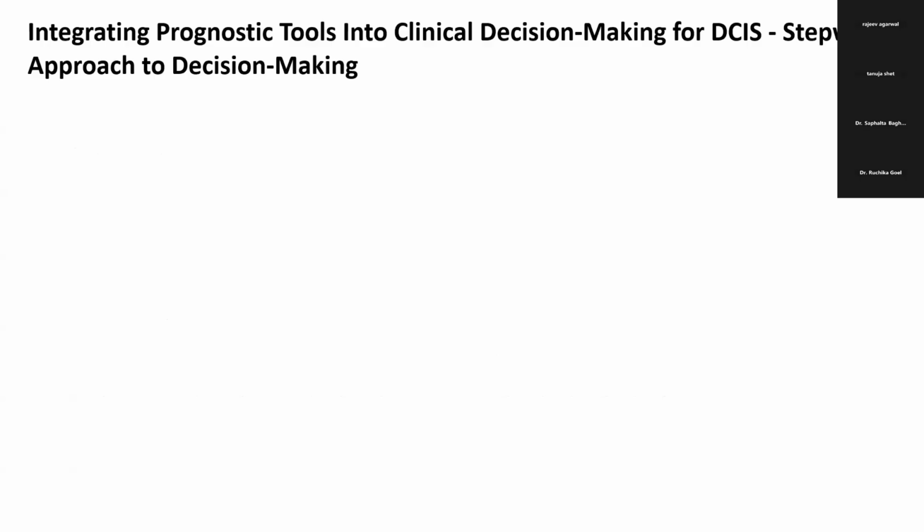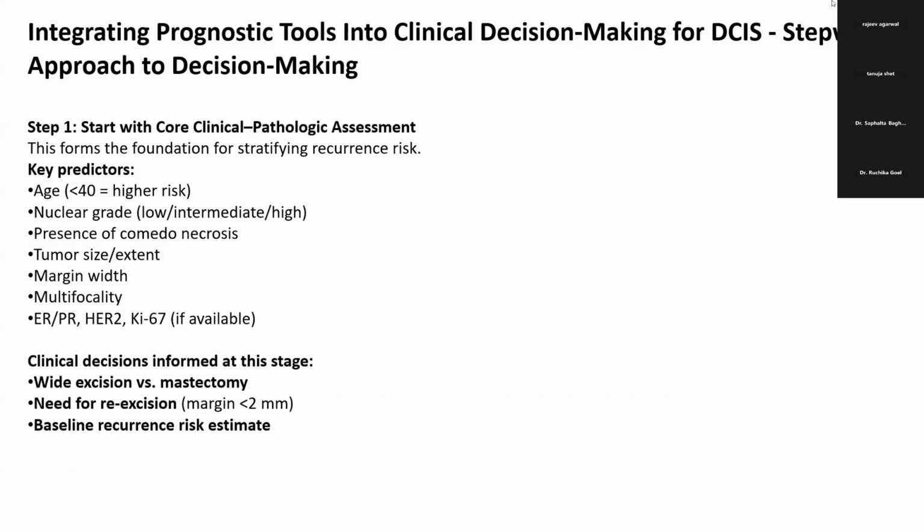So coming on to the last section, that is, how do we integrate all the tools, including the clinical, pathological, and radiological findings? Step one, we start with core clinical pathological assessment, which includes clinical epidemiological features like age, nuclear grade, and the list as we see. The clinical decision at this stage would be what kind of surgery can be done and whether there is a need for re-excision if the margin is less than 2 millimeter.